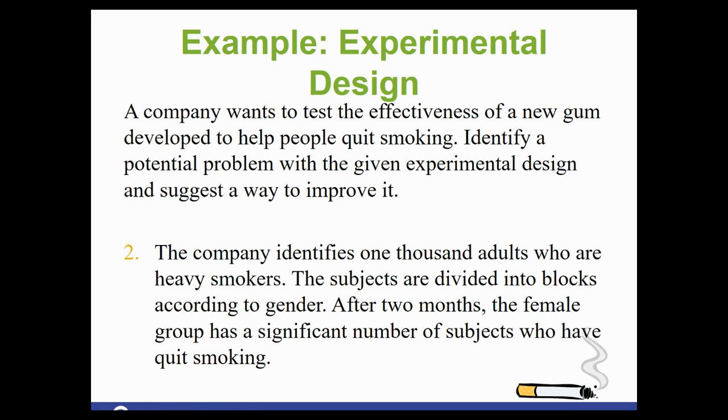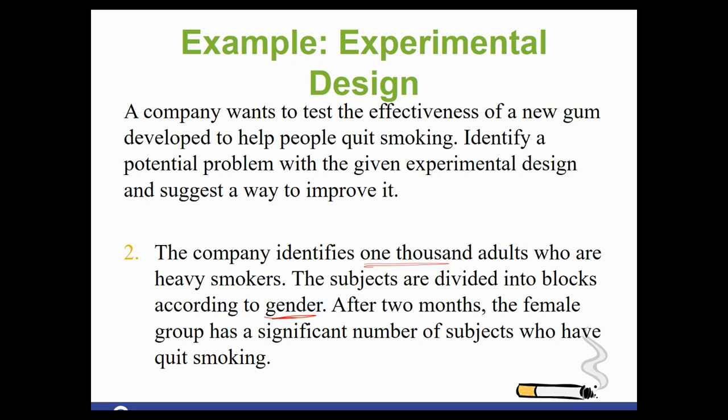Here's another example. Number 2, the company identifies 1,000 adults who are heavy smokers. So now we've got more people. That's good. The subjects are divided into blocks according to gender. After 2 months, the female group has a significant number of subjects who have quit smoking. So this one's like on the right track. We've got a lot of people. We split it up according to gender. That's totally fine.